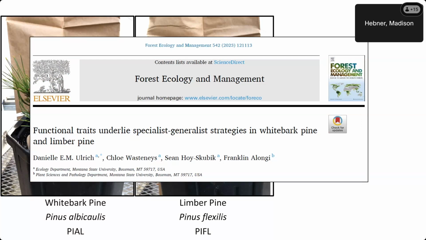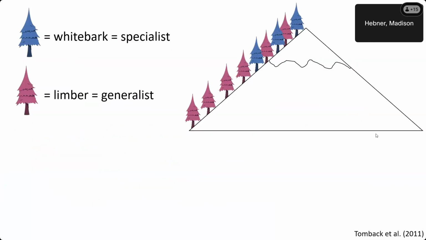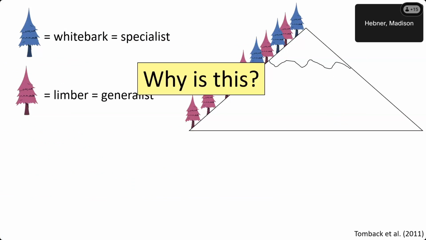What we were building on was observations made by Andy and others that whitebark pine inhabits upper elevations in the GYE, and limber pine can inhabit both upper and lower elevations. And what we wanted to know was, okay, why is this? Are there any traits at the juvenile stage that may link to these contrasting elevational distributions?